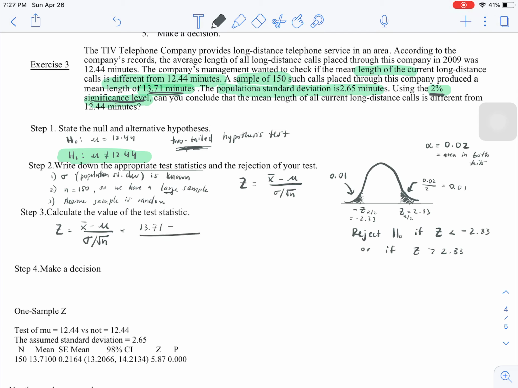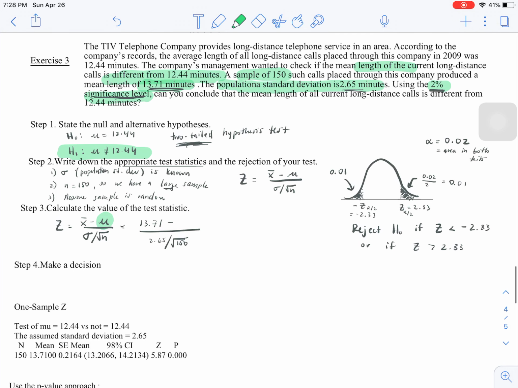And our population standard deviation was 2.65. And our sample size was 150. Now, what do I plug in for mu here? I plug in the value from our null hypothesis, because I want to see how different our sample mean is from the hypothesis value of 12.44.